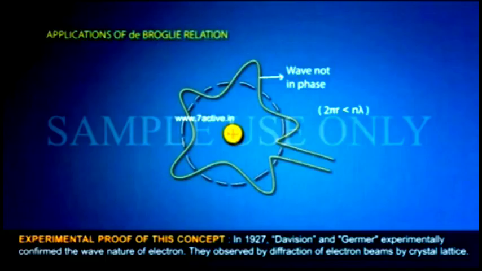For this concept, we have one experimental proof. That proof is called the Davisson-Germer experiment. Davisson and Germer are the names of the scientists. In 1927, Davisson and Germer experimentally confirmed the wave nature of the electron. They observed it by the diffraction of electron beams by a crystal lattice.